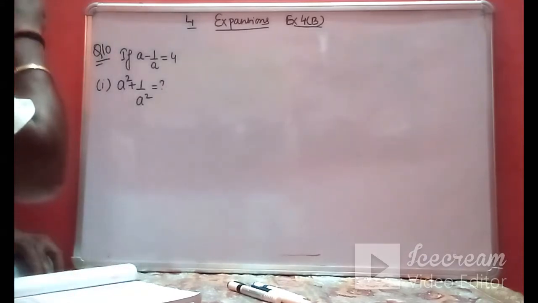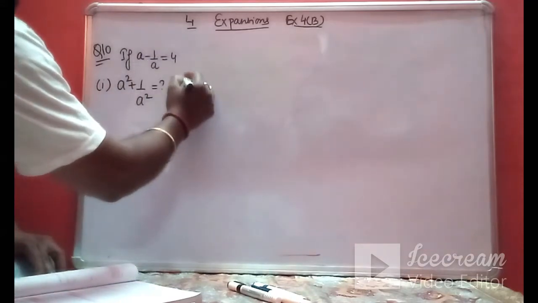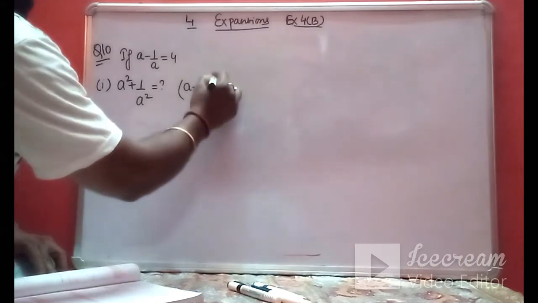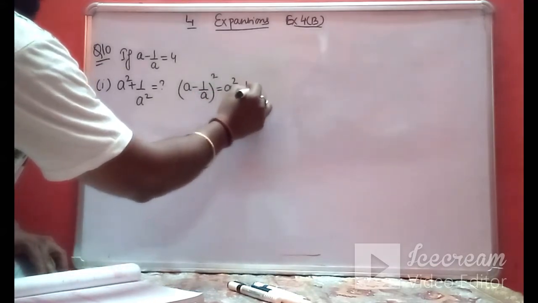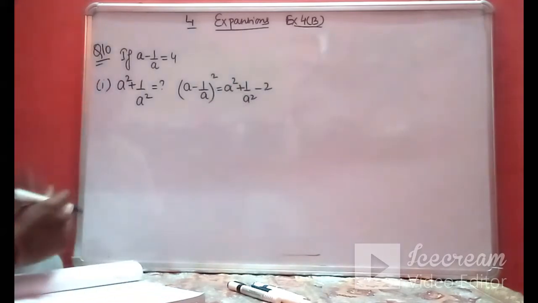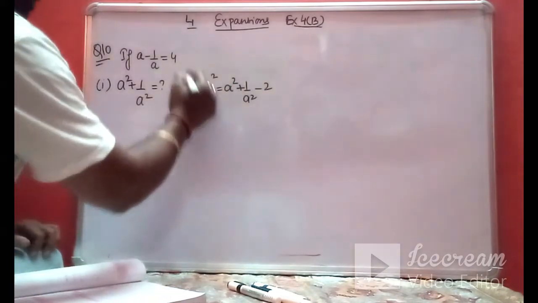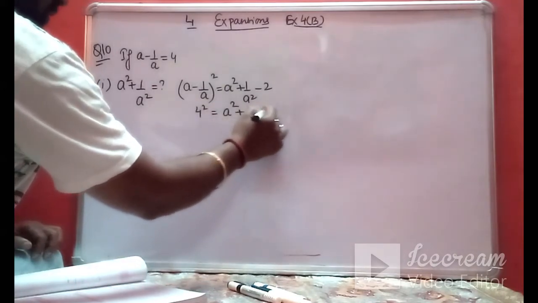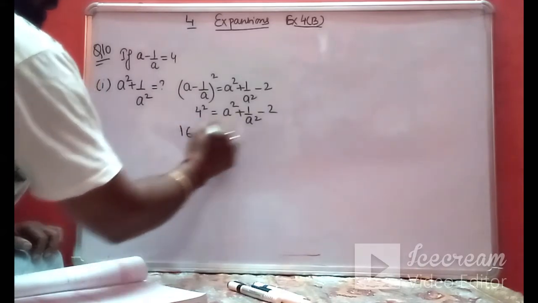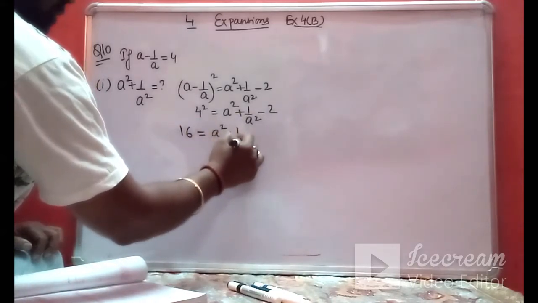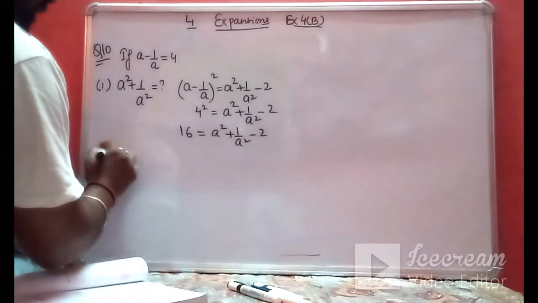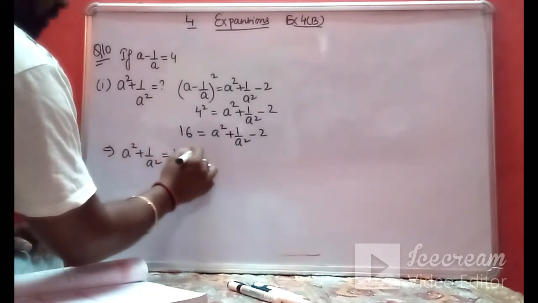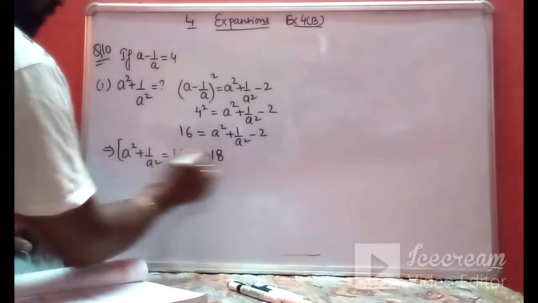So what we can do here, you can simply write the formula of a minus 1 upon a whole square, that is a square plus 1 upon a square minus 2. Like this only we are doing the questions. So it is 4 square, that is 16, equal to a square plus 1 upon a square minus 2. So from here we will get a square plus 1 upon a square equal to 18. So this is our very first value.